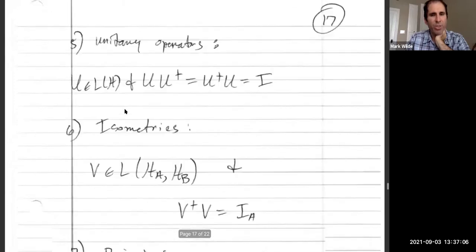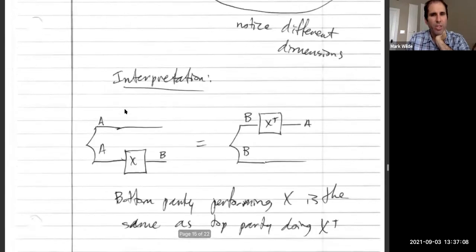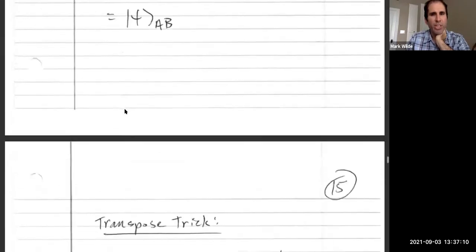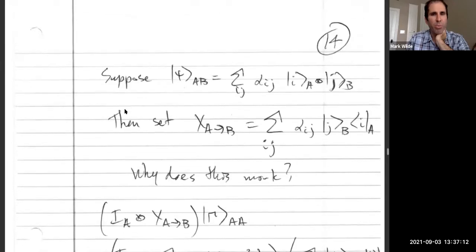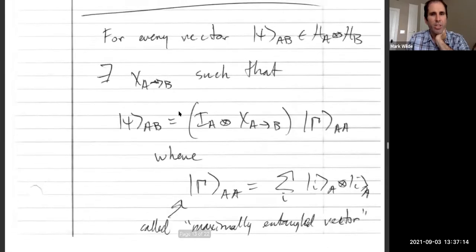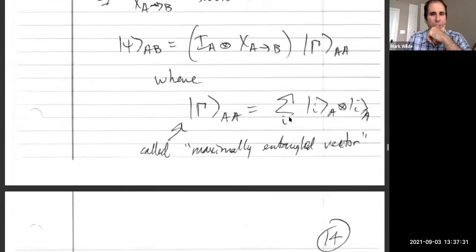And the way that you see that this is possible is precisely through this trick that we talked about previously, that you can identify a bipartite vector with a linear operator acting on the maximum entangled vector. Okay, so the way that we'll prove the Schmidt decomposition is we'll use the singular value decomposition of this, and then we'll just go back and forth.